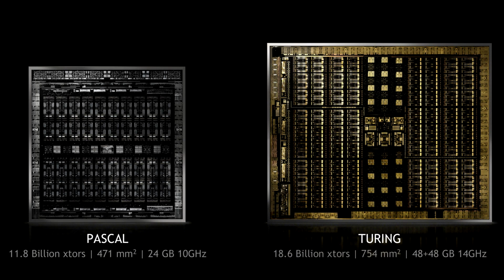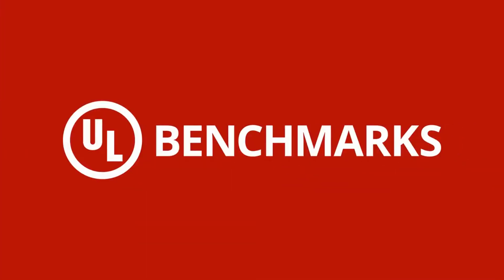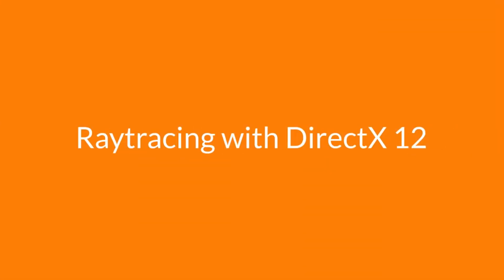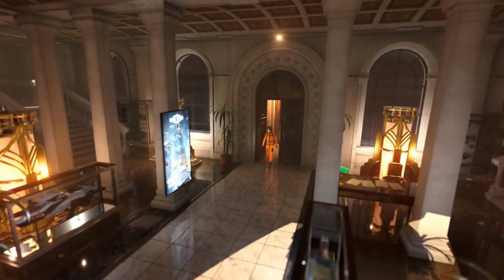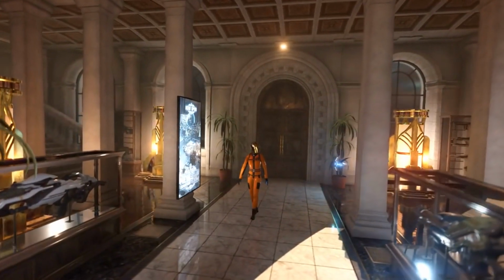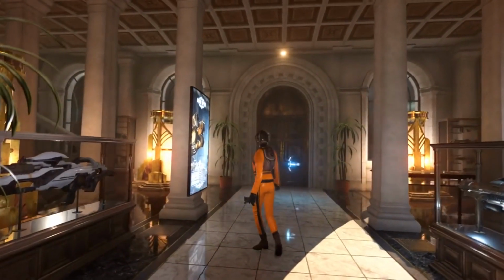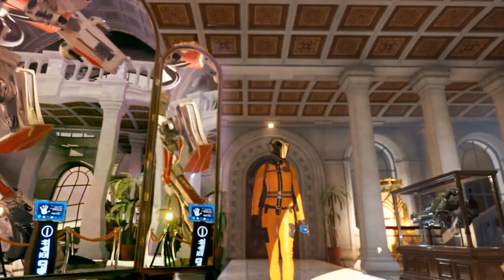It's going to be difficult, I think, to have a straight one-to-one comparison between Turing and Pascal because they're fundamentally different. So I think it's going to be interesting to look at the benchmarks. Talking about benchmarks, UL Benchmarking, the old Futuremark, have already said that they're going to include real-time ray tracing as part of their benchmarking. So that's the kind of thing to be looking out for in future. I think the traditional one-to-one comparisons may not be quite meaningful when we're comparing Turing to the old Pascal GPUs.